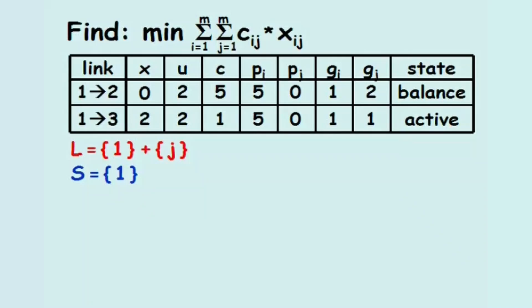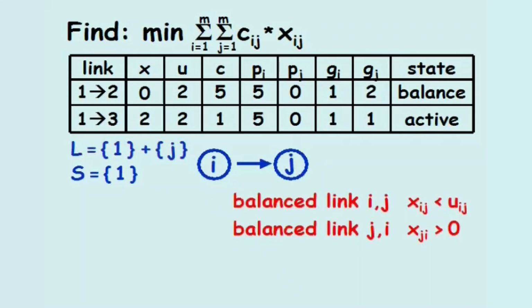Therefore, we return to step 1 and add neighboring nodes J to the labeled set, which can result in a flow augmentation path from I to J or J to I for all balanced links I, J, whose flow is less than max capacity, and all balanced links J, I, whose flow is greater than 0. Under such conditions, node 2 qualifies because link 1, 2 is balanced, and the current flow through the link is 2 units less than the maximum.